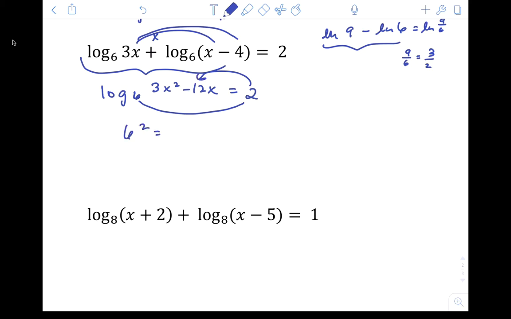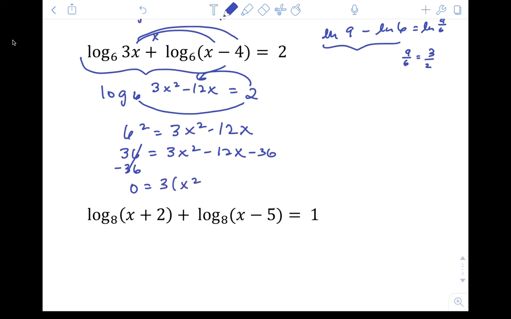So 6 to the second equals 3x squared minus 12x. Awesome, easy. So that would be 36. I then need to subtract 36. So I can now factor out a 3, leaving x squared minus 4x minus 12. I can then factor that further. I took out a GCF, but the factors of negative 12 that give me negative 4 would be negative 6 and positive 2.